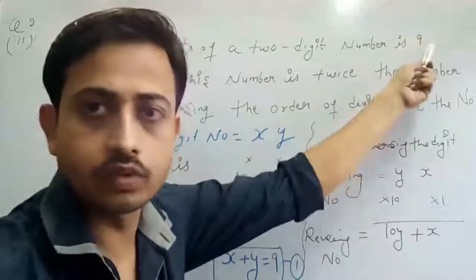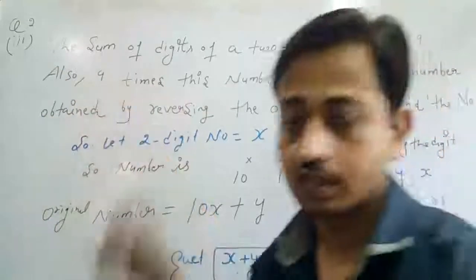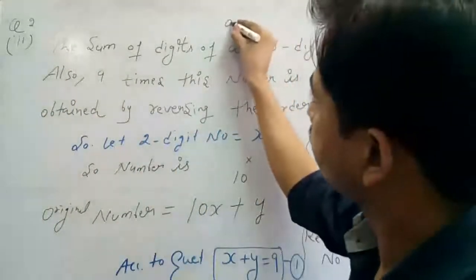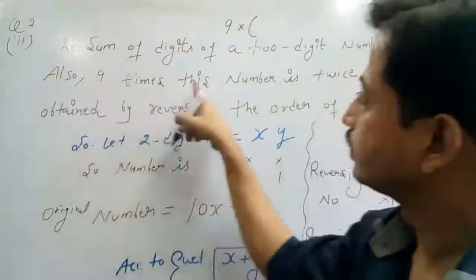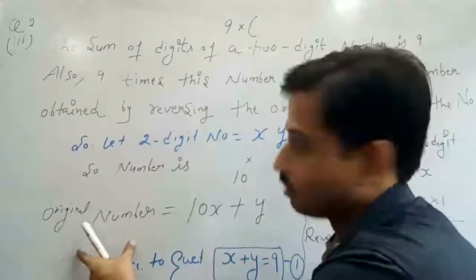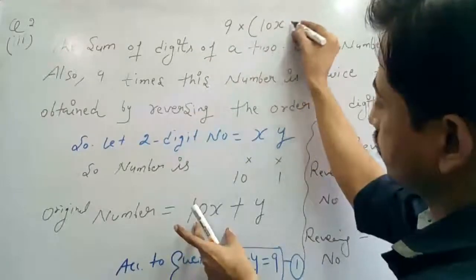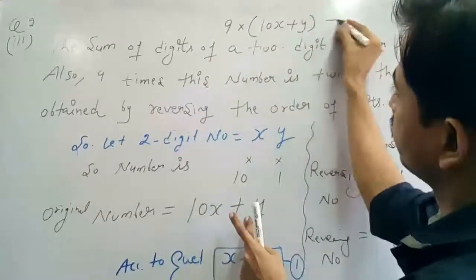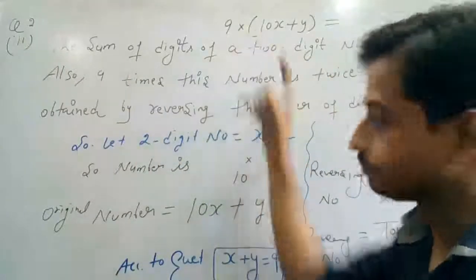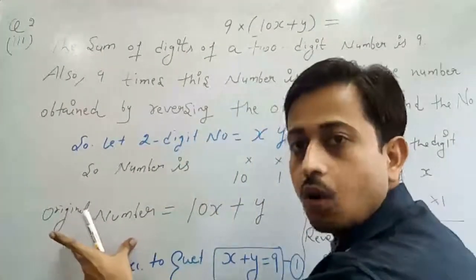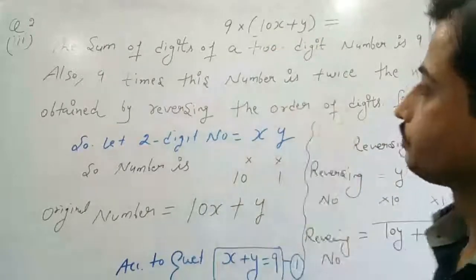We completed up to this. Now read the next part. What does it say? Also 9 times. 9 times means 9 multiplied by this number. This number is the original number. The original number is what? 10x plus y. Please read again: 9 times this number. This number is the original number, and the original number is 10x plus y. So I write 10x plus y.